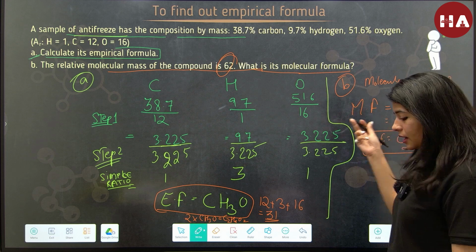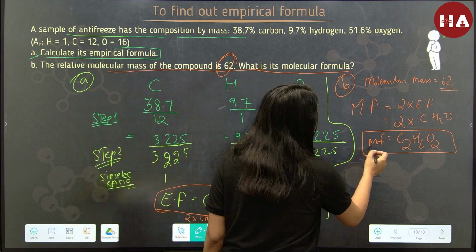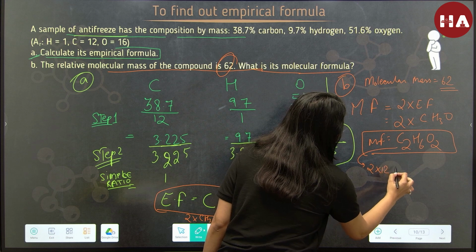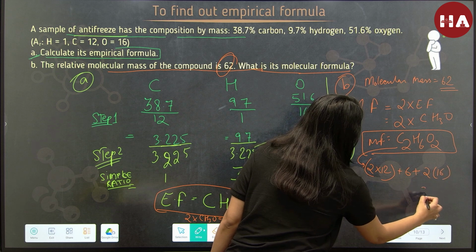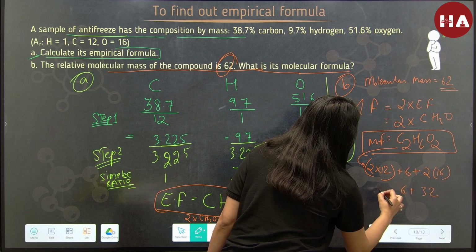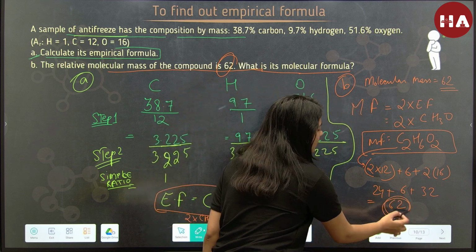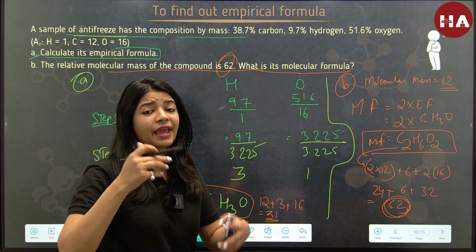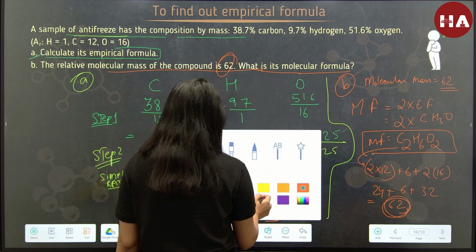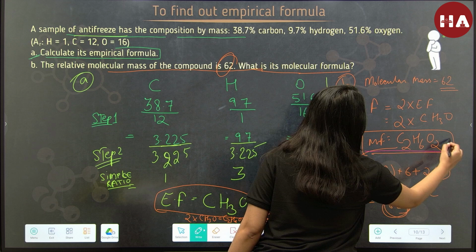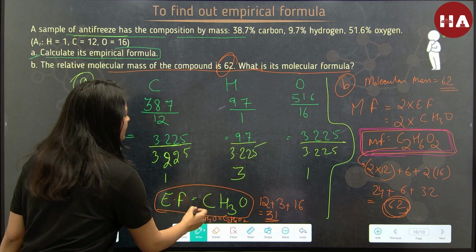Now to verify whether the molecular formula which I have found is correct or not, let's find out the molecular mass of this. So 2 times 12 plus 6 plus 2 times 16, so 24 plus 6 plus 32. This will give you 62. And in the question also, 62 was given as the molecular mass, hence proved. Hence we have verified that our molecular formula will be C2H6O2, and the empirical formula, which is the simplest ratio of C2H6O2, will be CH3O.